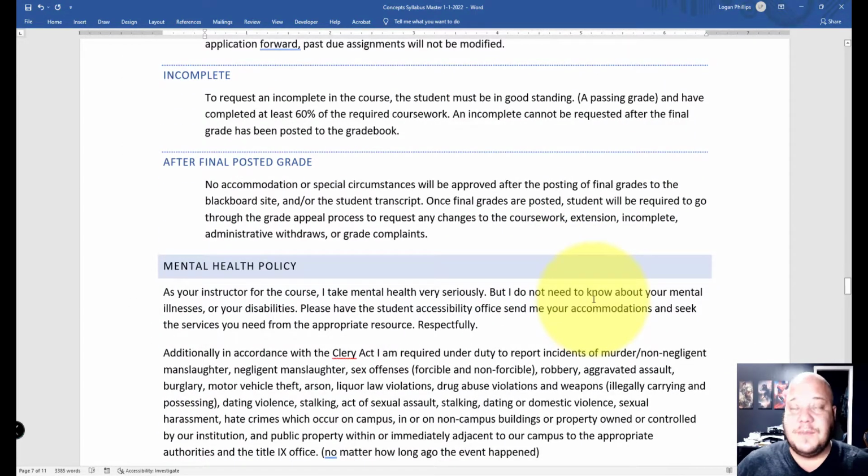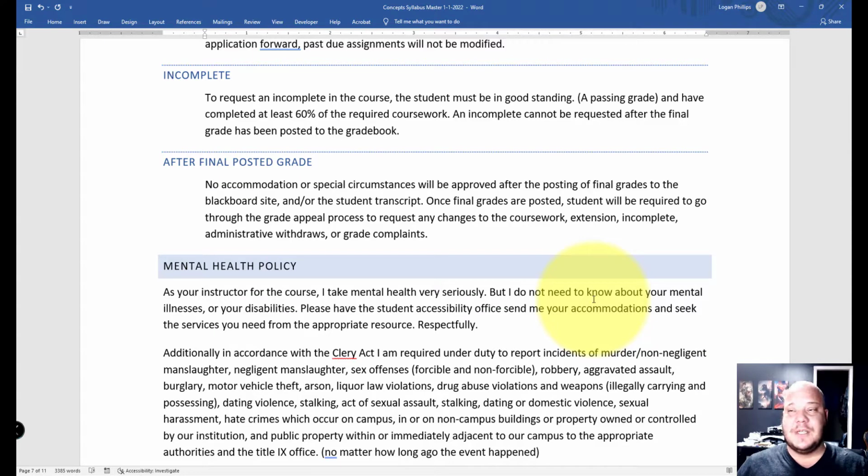An incomplete in the class: there are special circumstances where you can get an incomplete, but they come with requirements. To request an incomplete in the course, the student must be in good standing, that is a passing grade, a D or better, and have completed at least 60% of the coursework. An incomplete cannot be requested after the final grade has already been posted. So on finals week on Friday at 5 p.m., you come in on Saturday after seeing that you have failed the class, you cannot request an incomplete so that you can try the assignments again. That's not how this works. For an incomplete, you have to be 60% through with a D or better in the class before it's ever requested, and then only under specially protected legal status.